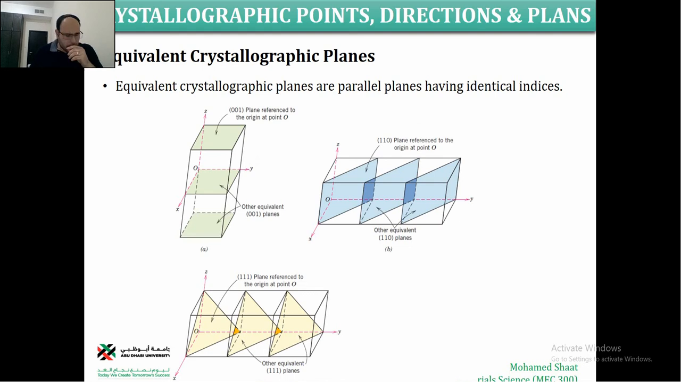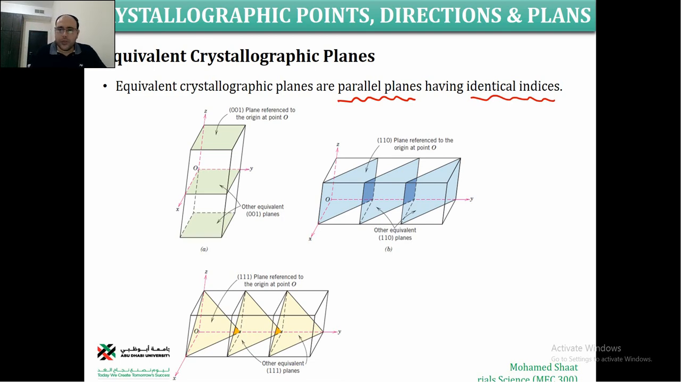The crystallographic planes could be equivalent under a condition. What is the condition? Any 2 planes that are parallel within the same unit system or the same unit cell are 2 equivalent planes. And by definition, they should have identical indices. So again, there are 2 things here. For all the equivalent crystallographic planes, first they should be parallel. So any plane that is parallel is equivalent to the original one.